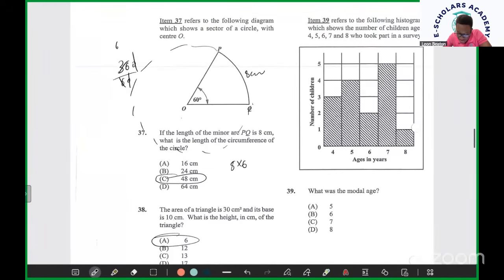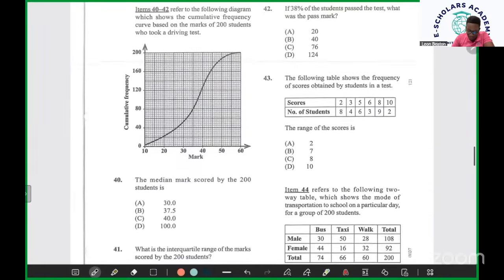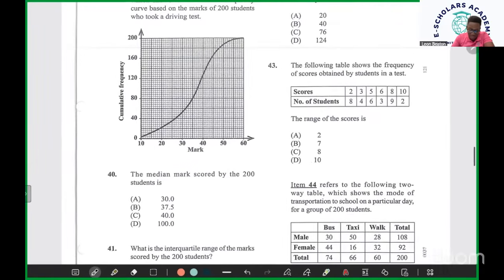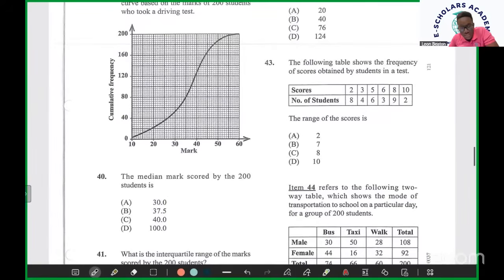What is the modal age? This is a giveaway. The modal age is the one with the highest frequency, which is 7. So the modal age is C. Don't go and put 5, thinking 5 is the number of children. The modal age has to come from the bottom here. So don't slip up, right? This graph is good, so it should give us an accurate answer.